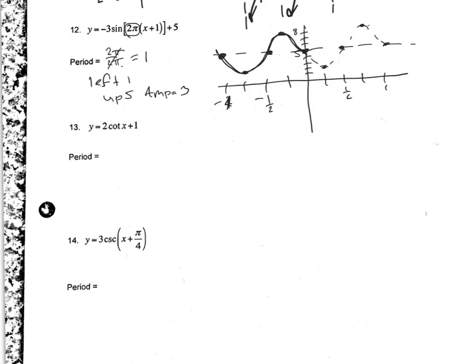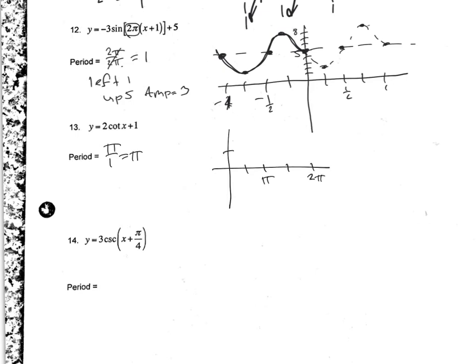Cotangent, again, pi over b. b is 1, pi over 1, so just pi. And when you go to draw it, you double it. 1, 2, 3, 4, 2 pi, halfway.